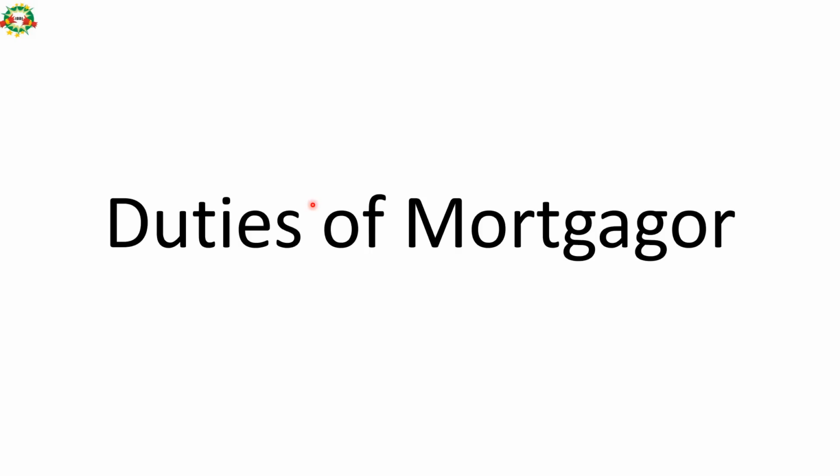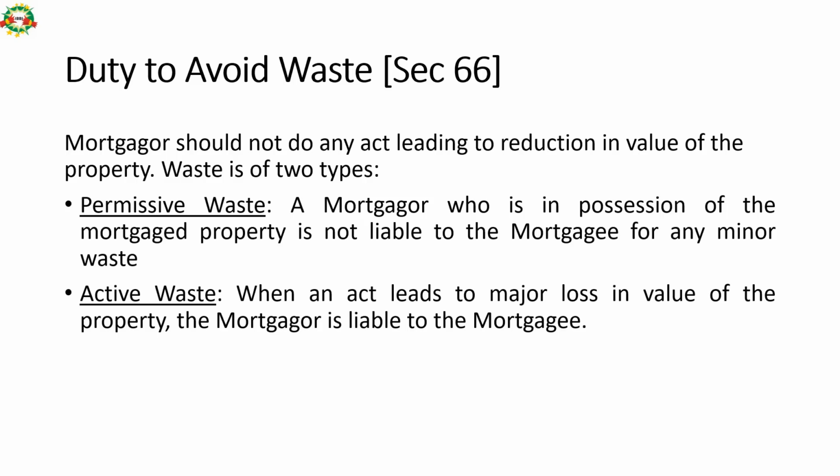So next are the duties of mortgagors. Section 66 states about the duty to avoid waste. So the mortgagor, the owner, should not do any act leading to reduction in value of the property. Waste is of two types: permissive waste and active waste. If I have given a property on mortgage to a bank, I should take care of that property as in the normal course. A permissive waste: a mortgagor who is in possession of the mortgaged property is not liable to the mortgagee for any minor waste.